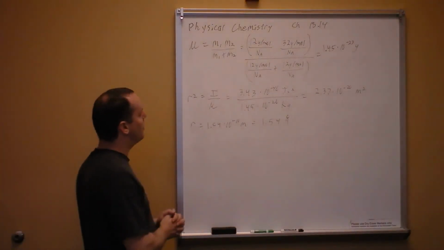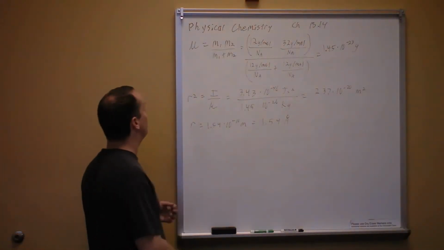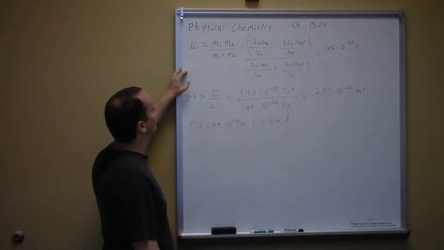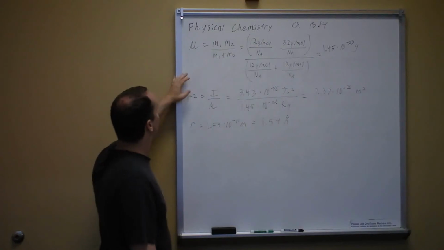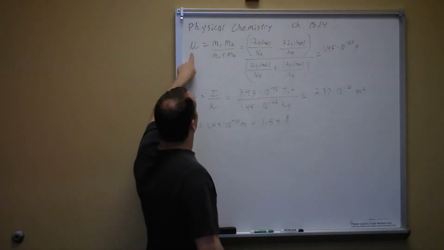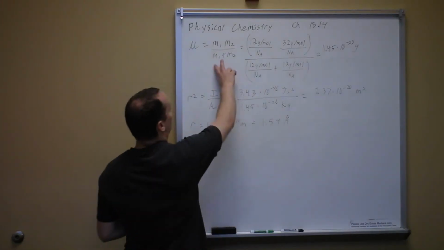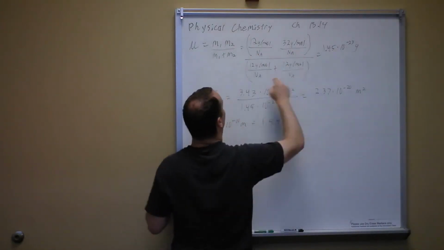This is Physical Chemistry, Chapter 18, Section 14. I'm continuing the example of the previous slide. We had a bond between carbon and sulfur, carbon 12, sulfur 32, I think. So now we need to find the reduced mass, which is M1 times M2 over M1 plus M2. Of course, order doesn't matter, so we put in the carbon and the sulfur here.